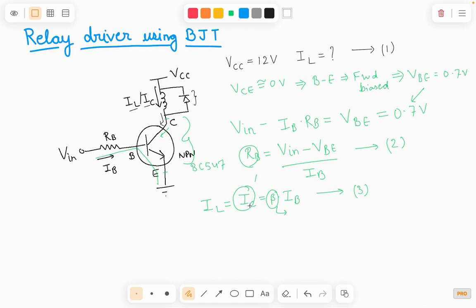Once we have the collector current and the gain available, we can use them to compute the base current. And once we have the base current, we can substitute it in this equation to get the base resistance value. Since I'm going to use a Raspberry Pi, the Vin I will be getting from it would be 3.3 volt. Using all these values, we will be able to compute the value of the base resistor. So let's get to the workbench where we'll do the measurements and come up with the circuit.